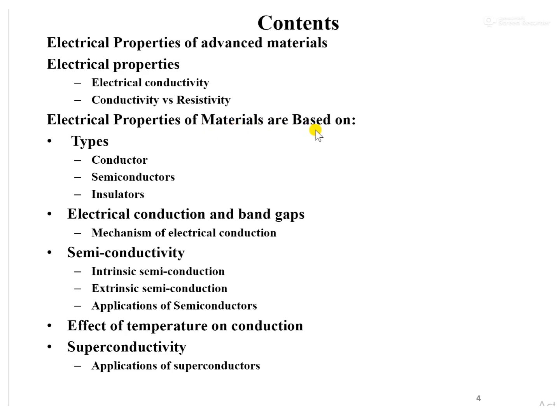Then we will discuss the types of materials that may be conductors, semiconductors or insulators, and later we will discuss their detail. The next thing that we will discuss under the electrical properties of materials, on which these are based, are electrical conduction and band gaps. And in electrical conduction and band gaps, we will discuss the types of band gaps and the mechanism of electrical conduction.